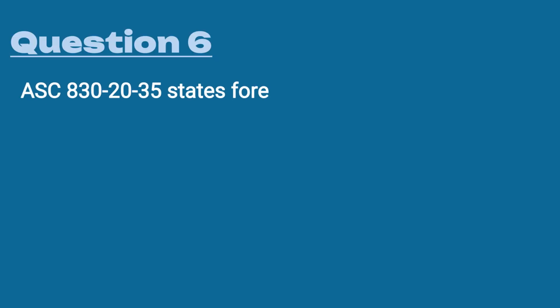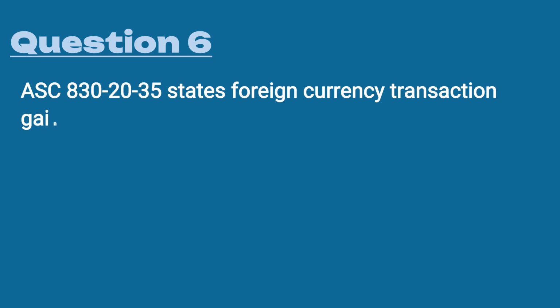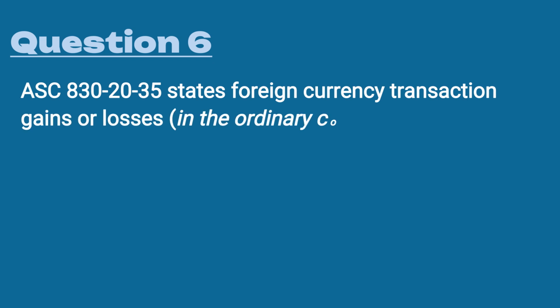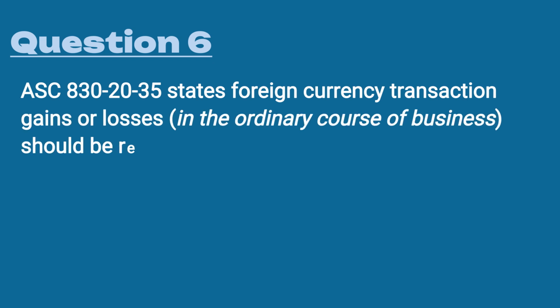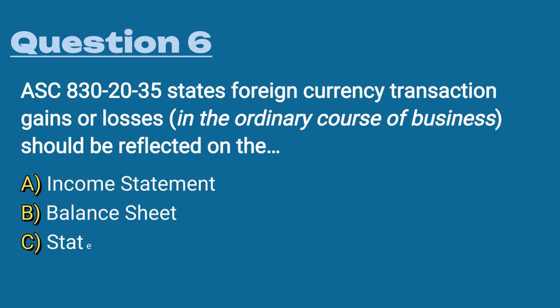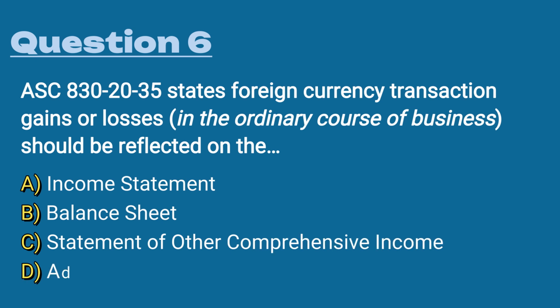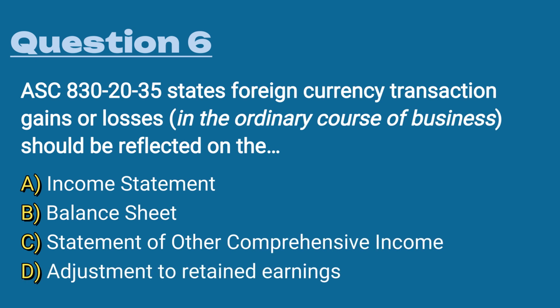Question number 6. ASC 830-20-35 states transaction gains or losses should be reflected on the A, income statement, B, balance sheet, C, statement of other comprehensive income, or D, adjustment to retained earnings.